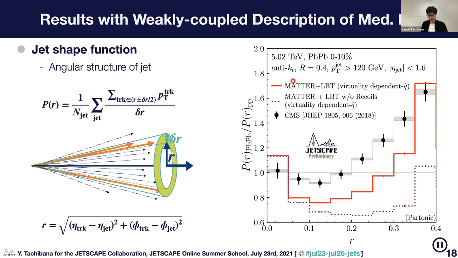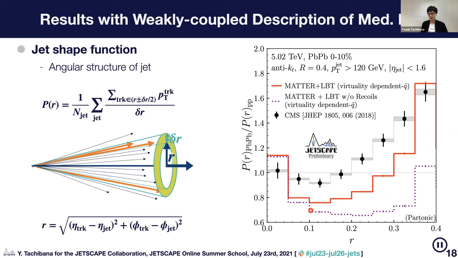And on the right hand side, this figure shows the ratio between this jet shape for lead-lead and pp. Where r is small, we are seeing the jet direction, and where r is large, we see the region close to the edge of the jet core. The solid line shows the result from MATTER plus LBT in the JETSCAPE framework, and here we can see collimation at very small r region and enhancement at large angle region.